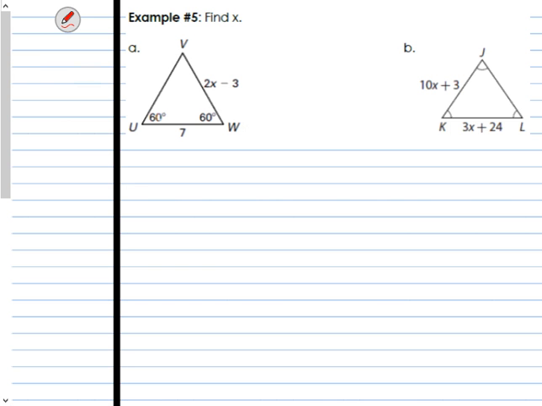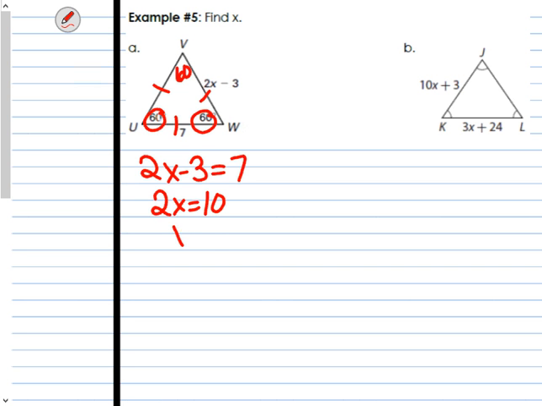Okay? And we will do example B in class together. Let's look at example 5a. In this particular triangle, I see that this is 60 degrees, this is 60 degrees, so that means this one has to be 60 degrees, which means all the angles are congruent, so therefore all of my sides are congruent. So I don't know what x is, but I know that that side, 2x minus 3, equals 7. Simple equation, 2x equals 10, divide by 2, x equals 5. If two of the angles are 60, the other one has to be 60. That's all the option is.